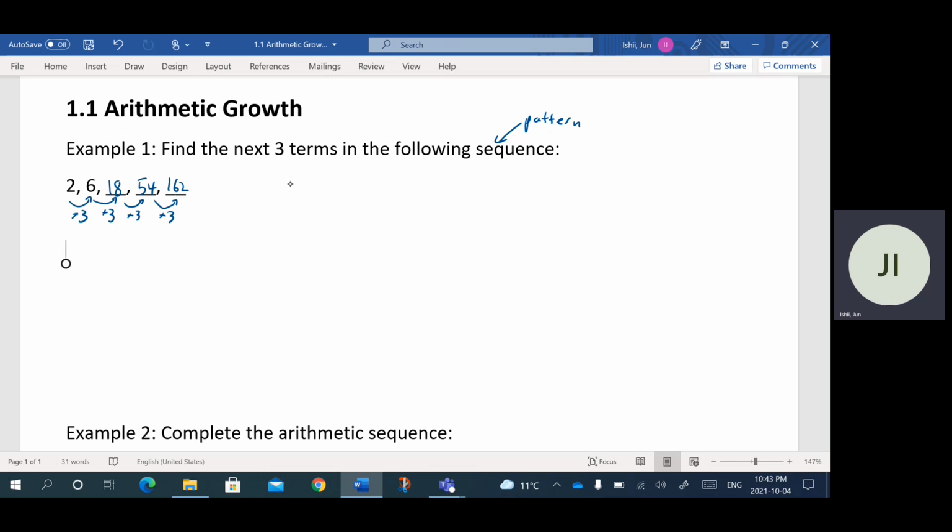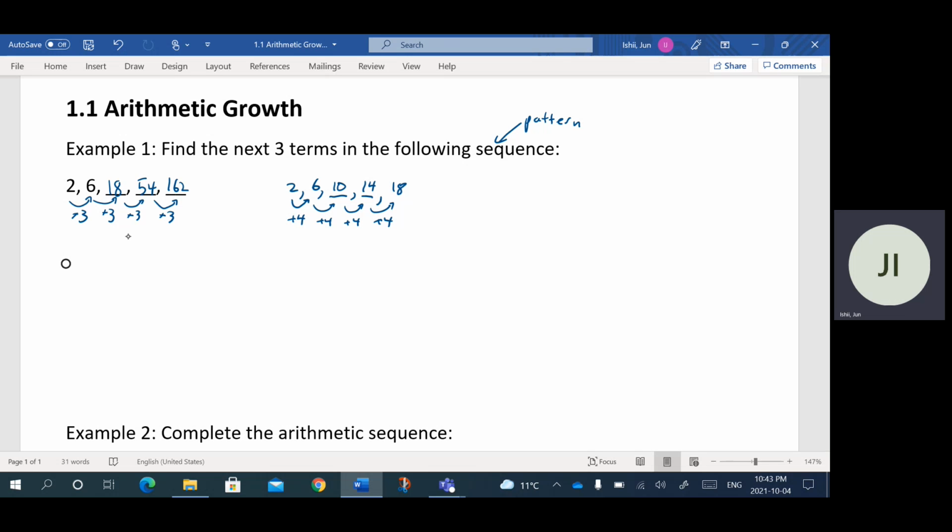Another possibility is if I go to 6, if you think about it, the next numbers here could possibly be 10, 14, and then 18. So to go from one number to the next, instead of multiplying by 3, we can add 4 to each one. So these are two different types of sequences.